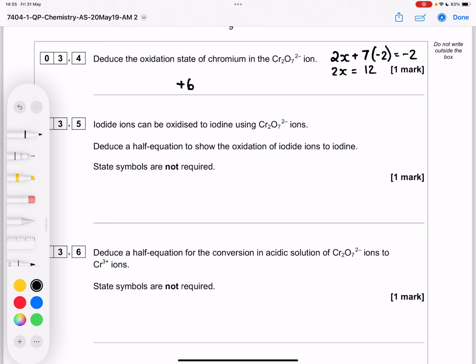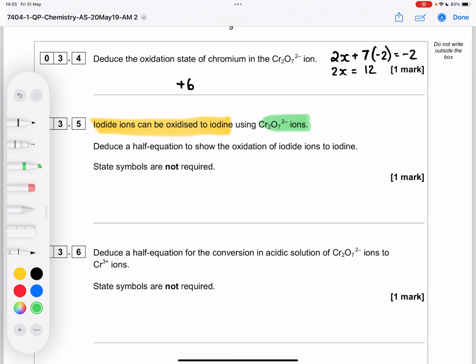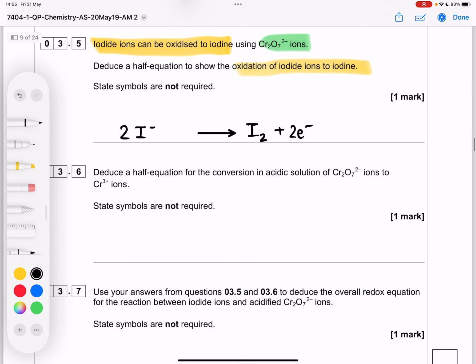Iodide ions can be oxidized to iodine using dichromate(VI) ions. So we want to do, first of all, the oxidation of iodide ions to iodine. So I- to I2. So first of all, balance the iodines, now balance that charge. Oxidation is loss of electrons. And now we need to do dichromate to chromium 3+. So rule number 1, balance the element undergoing redox. So we're going to balance the chromium by putting a 2.